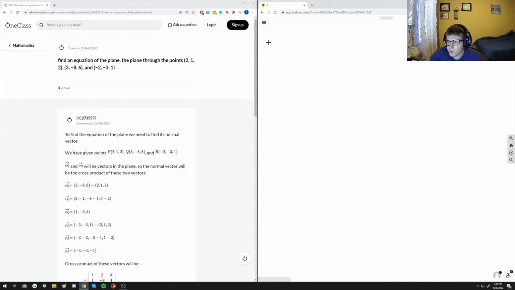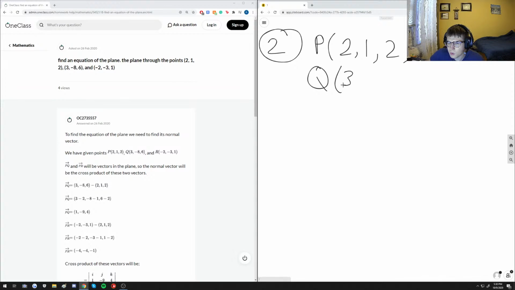Alright, so for question number 2, we have: find an equation of the plane through the points (2, 1, 2), (3, -8, 6), and (-2, -3, 1). So I'm going to write these points out. I'm going to label them P, Q, and R respectively just to be consistent with the work here. So we're going to have P is (2, 1, 2), Q is (3, -8, 6), and R is (-2, -3, 1).